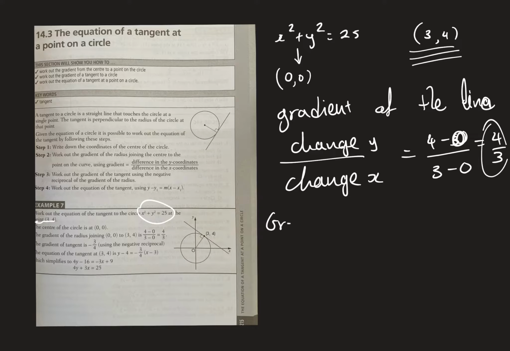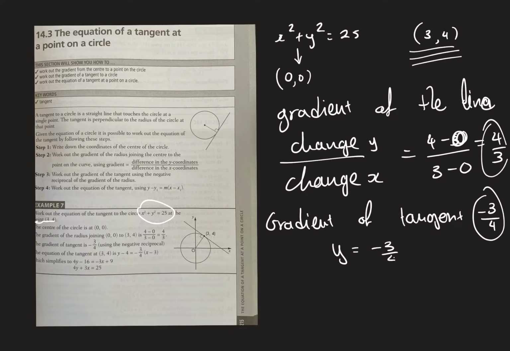Therefore the gradient of the tangent must be its negative reciprocal. So therefore the gradient of the tangent must be minus 3/4. Now, that means the tangent is y equals minus 3/4 x plus c. In order for us to define the line, we also need to find the value of the intercept. We've got the value of the gradient. We need to find the intercept.